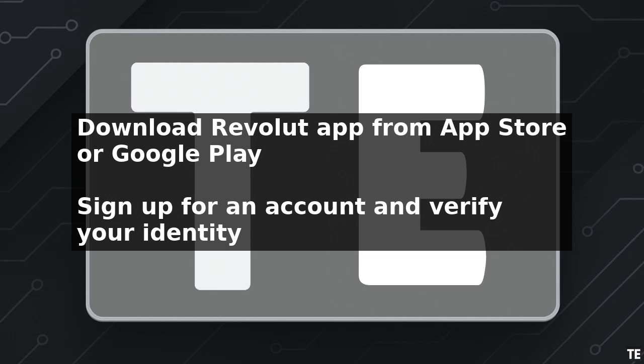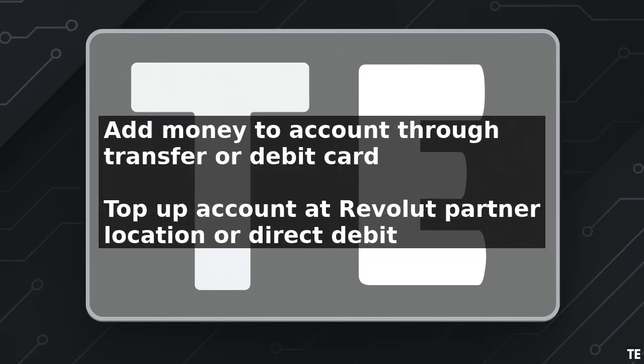Once you have signed up, you will need to add money to your Revolut account. You can do this by transferring funds from your existing bank account, using a debit or credit card, or by setting up a direct debit. You can also top up your account at a Revolut partner location.